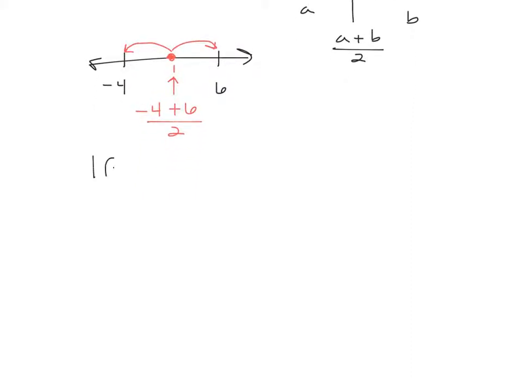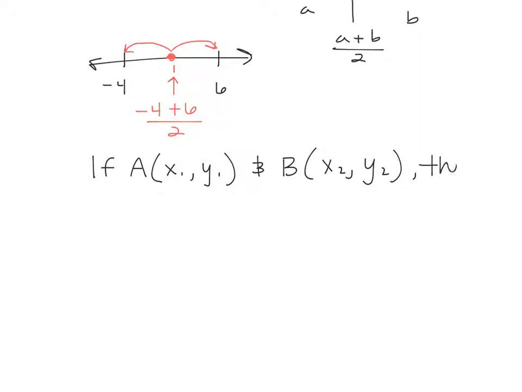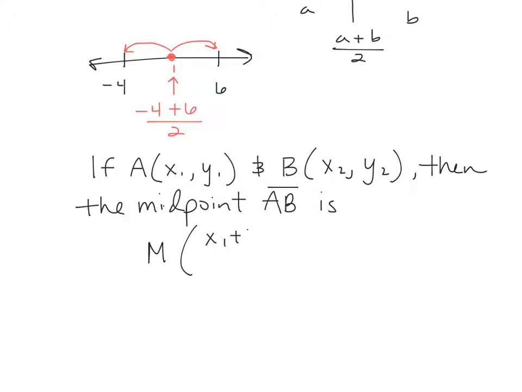It says, if A is your x1, y1 value, and B is your x2, y2 value, then the midpoint of segment AB is this point, M, which would be x1 plus x2, that's a 2, divided by 2, and y1 plus y2 divided by 2, okay? So that is midpoint formula.